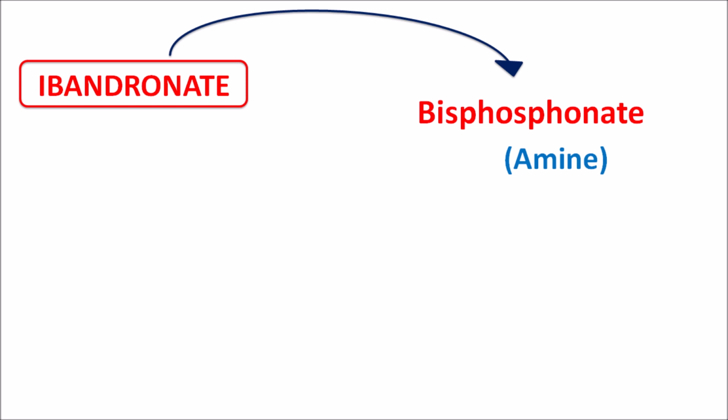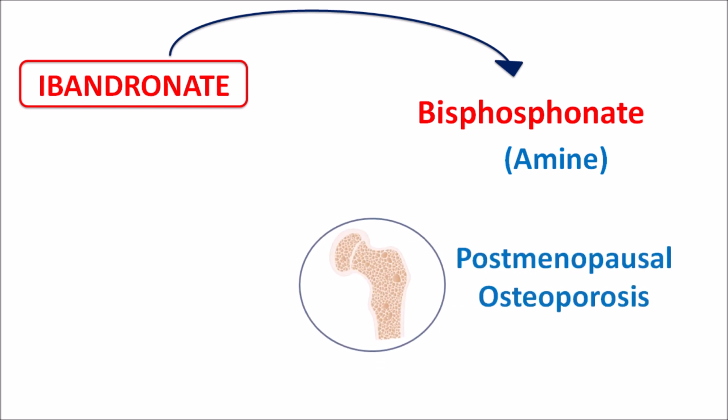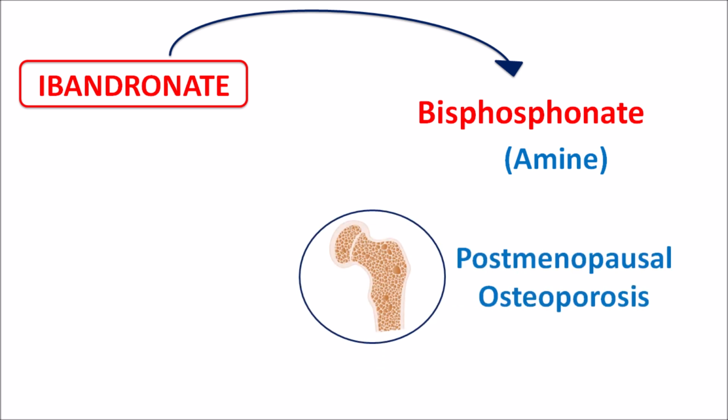This drug is particularly indicated for the treatment of osteoporosis in postmenopausal women. As this drug is going to reduce the bone resorption, Ibandronate increases the bone mineral density in postmenopausal women. This Ibandronate can be given either daily or monthly in order to reduce the osteoporosis.